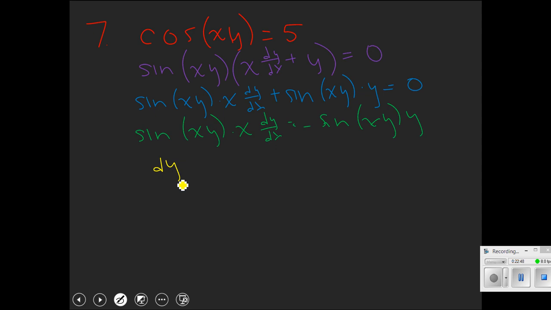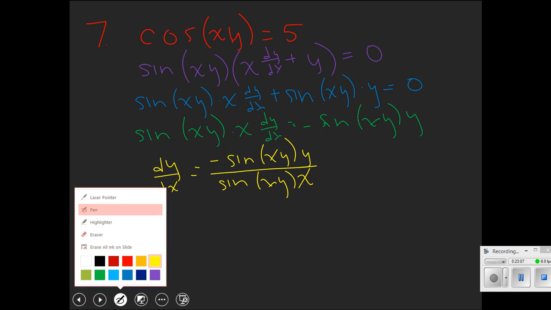Okay, now I just do the dividing part. So dy/dx equals, top is going to be negative sine xy times y. The bottom is going to be sine of xy times x. And you see that the sine xy's are actually going to cancel out. So we can write this even simpler.